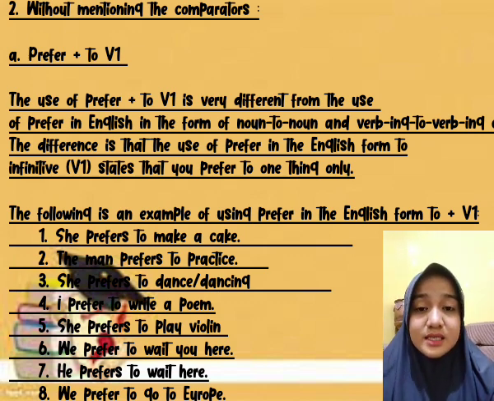So the following is an example of using prefer in the English form to plus V1. The first is she preferred to make a cake. 2. The man preferred to practice. 3. She preferred to dance or dancing. 4. I preferred to write a poem. 5. She preferred to play violin. 6. We prefer to dye your hair. 7. He preferred to dye hair. 8. We prefer to go to Europe.